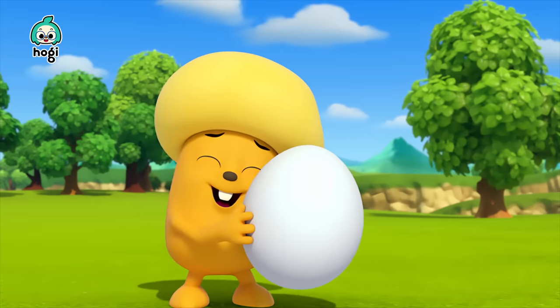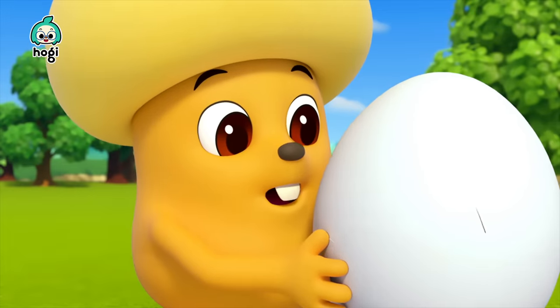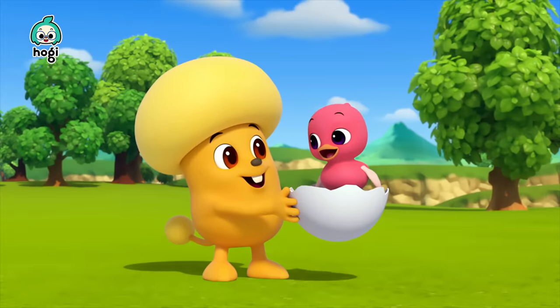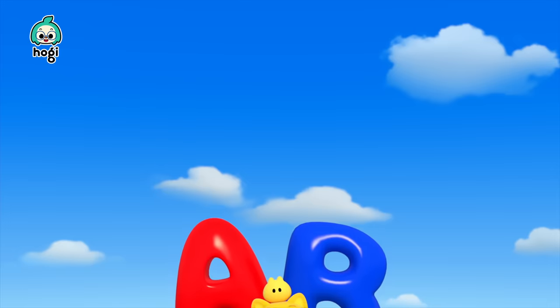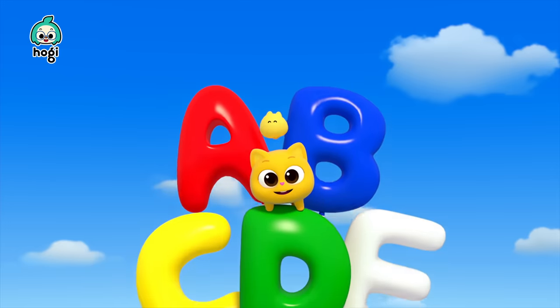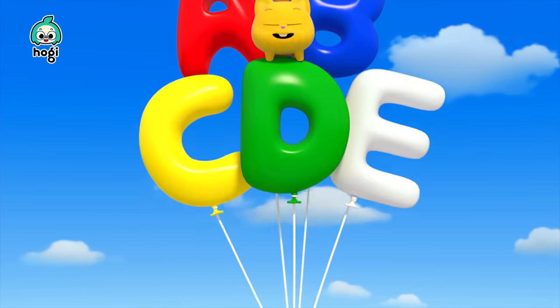Let's pop the alphabet balloon. E is for egg. A, B, C, D, E, F, G.